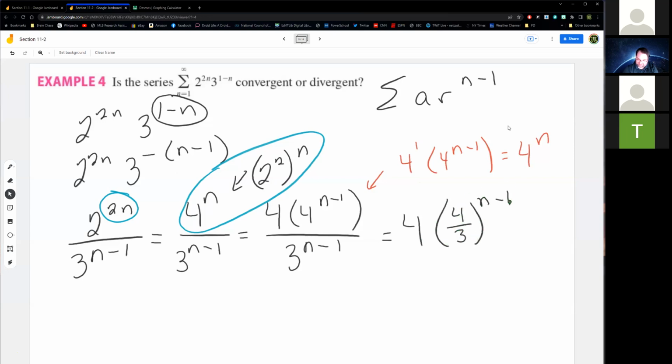Yeah. So the last step is put the n minus 1s together. So I have my, this is now my A, and that's my R.